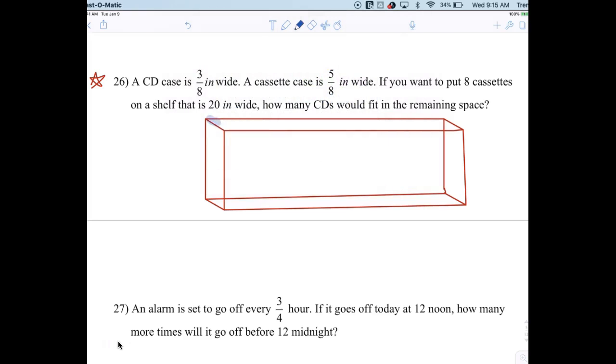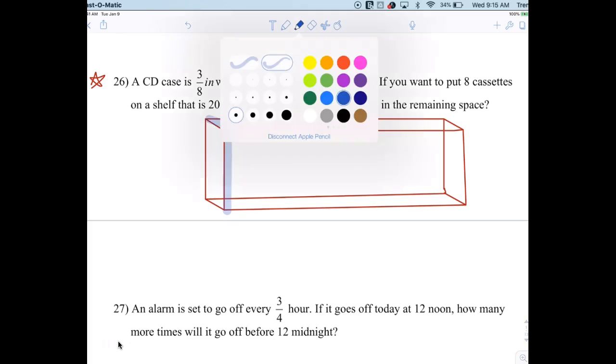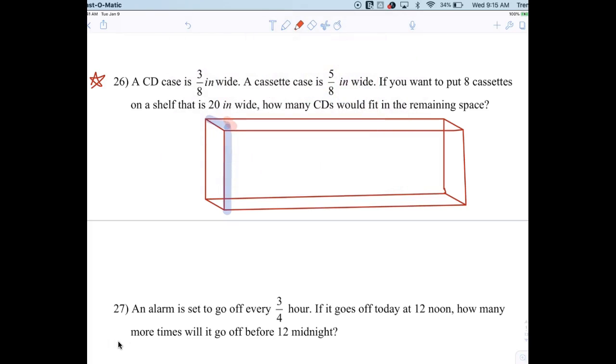Here's cassette number 1 right here, going to fit right in there. And then I'm going to put another one right next to it. Of course, you don't have to draw this, I'm just trying to get you to visualize. So there's the next one. How many more do I have? I have to draw 6 more. Just for us right now, we'll say that it's going to go to there.